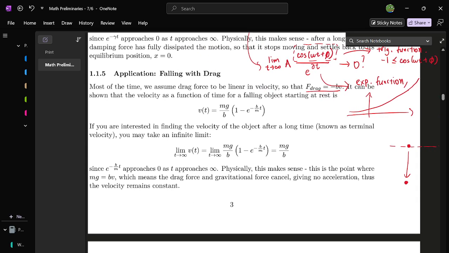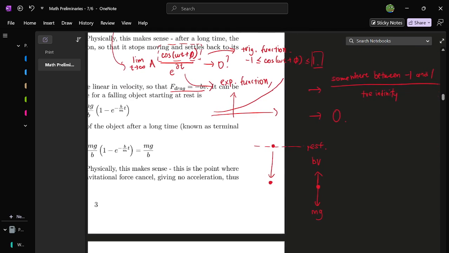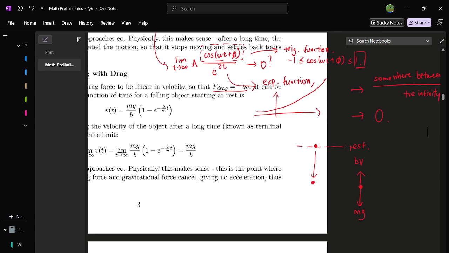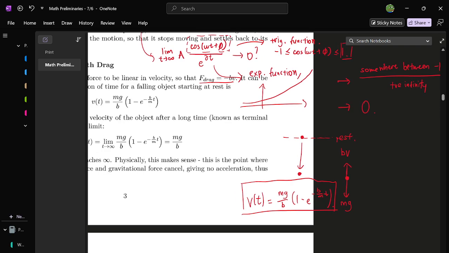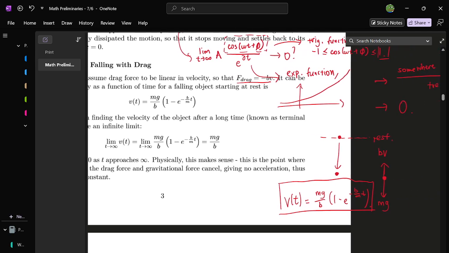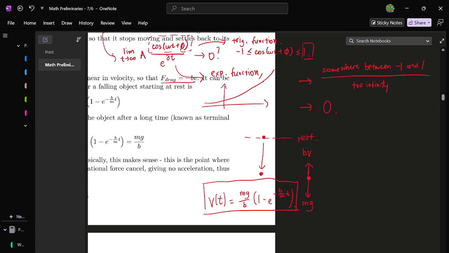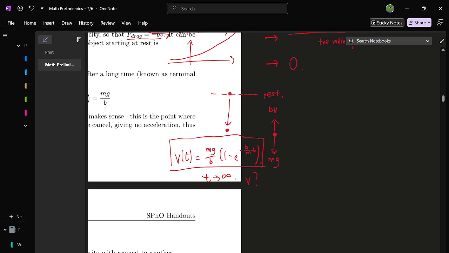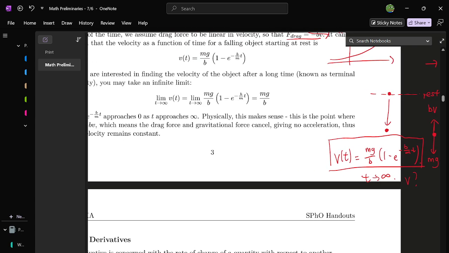We can show in a later chapter, in kinematics, that the velocity as a function of time for this falling object has a negative exponential dependence. So this is the velocity as a function of time. What we're interested in here is to find the velocity after a very long time. So when t goes to infinity, what is v?